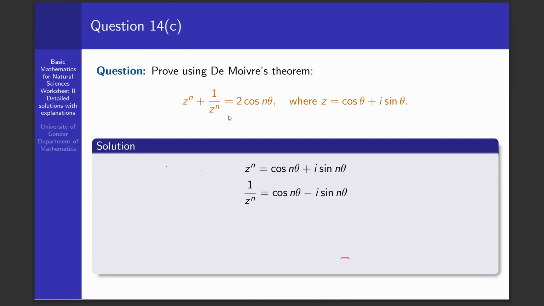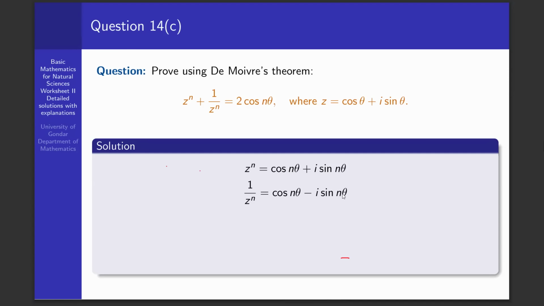Similarly, 1 over z to the power n means z to the power of minus n. If we substitute minus n in the place of n here, we have cosine of minus n theta, but since cos theta is an even function, cosine of minus n theta and cosine of n theta are the same. Therefore, it becomes like this, and sine of minus n theta is identical with the negative of sine of n theta, since it is an odd function.